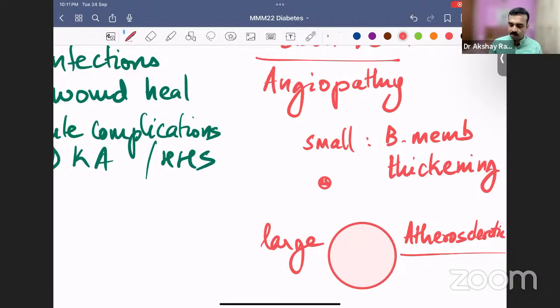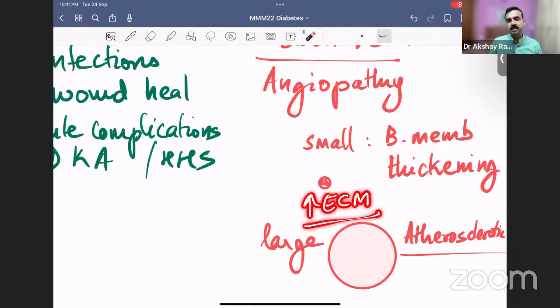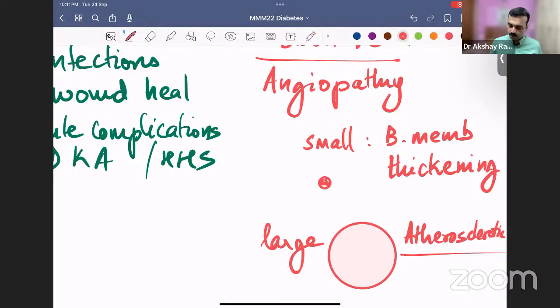Small vessels, they're too small to produce atherosclerosis. So they just increase the basement membrane thickening. They increase the extracellular matrix. Because extracellular matrix is increased, the lumen by itself gets occluded. But here, in larger vessels, it's going to cause atherosclerosis.